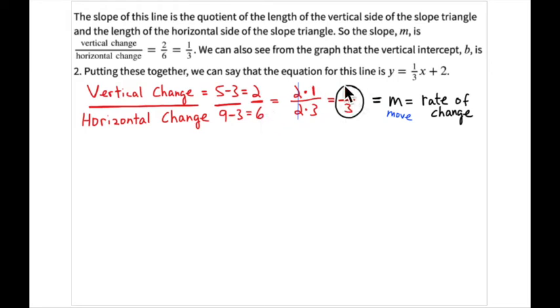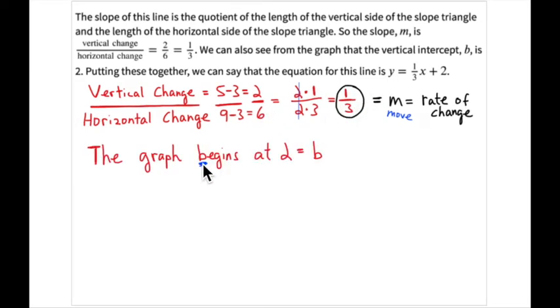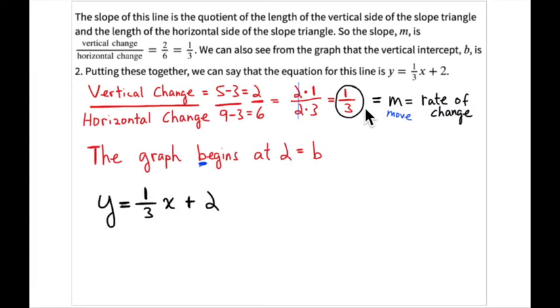So it's this 1/3 right here. And the graph begins at 2. So b is where it begins. It begins at 2 units. So you put those two values together, these two properties together. What's the vertical change for each horizontal change? So for each unit, the vertical change is 1/3 of a unit. And where does it begin? It begins at 2. You put them together in the equation, and you get y equals 1/3 x plus 2.